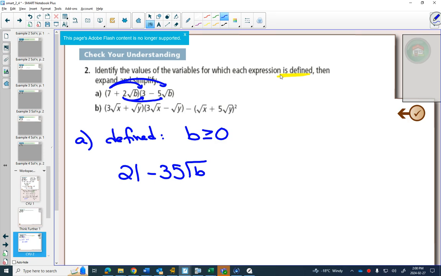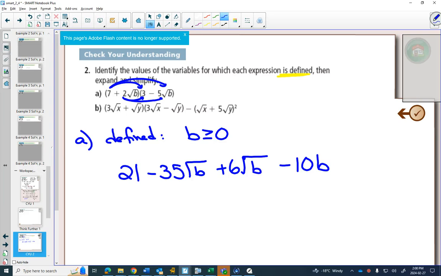Same thing in the middle. I have 2 times 3. That's going to be 6. And the root b, there's only the root b, so that looks like 6 root b. And finally, I have the 2 times the negative 5 is negative 10. And the root b times the root b will be root b squared. I'm okay if you just get rid of the roots and write b.